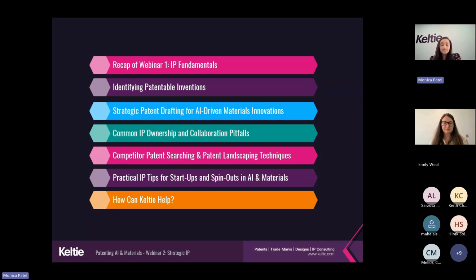We'll then talk about ownership, so common IP ownership and collaboration pitfalls. And after that, there'll be some slides and some conversation around patent searching and techniques around patent landscaping and the differences between those two techniques and how you can use them. And then we'll end by giving, I think, 4 key practical IP tips for startups in the area of AI materials. We'll talk a bit at the end about how Keltie can help as well, in different areas that we can help with.